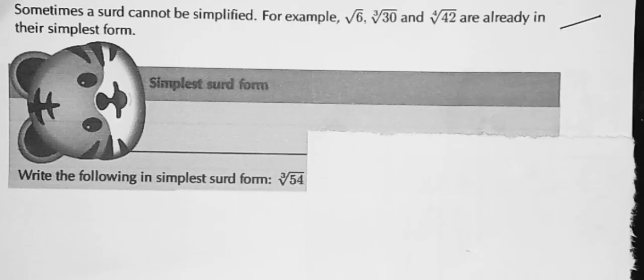So, simplest form. Write the following in simplest form: cube root of 54. So they want us to write this in its simplest form. Okay, we have a cube root of 54. Because we have a cube root of 54, we calculate: 54 is equal to 2 times 27, and 2 times 27 is actually 54. So you take the whole cube root.